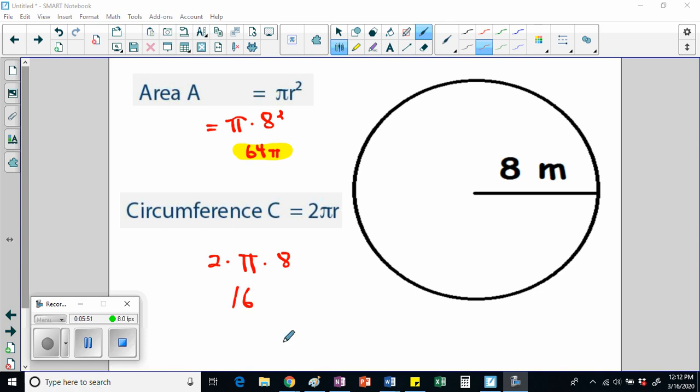Well, 2 times 8 is 16. And what's 16 times pi? It's 16 pi. And we just stop right there and leave our answer as some number times pi. You multiply all the normal numbers that you can, and then just say times pi. Leave your answer like this. These are our exact answers.